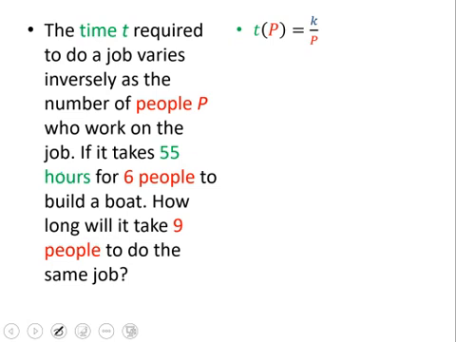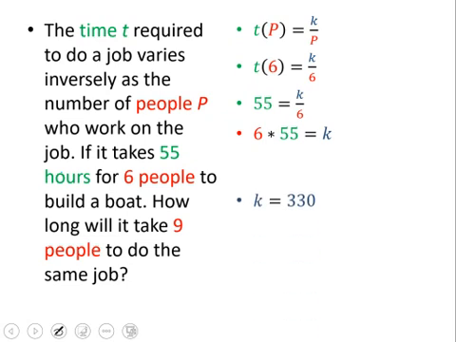K, remember, is still the constant. And now we plug in the numbers that we know. We have 6 people, so that's our p, and then we have 55. So 55 is equal to k over 6. And now it's just going through and solving it. So if we want to solve for k, we'd multiply both sides by 6, getting us our k value as 330, which is our variation constant.